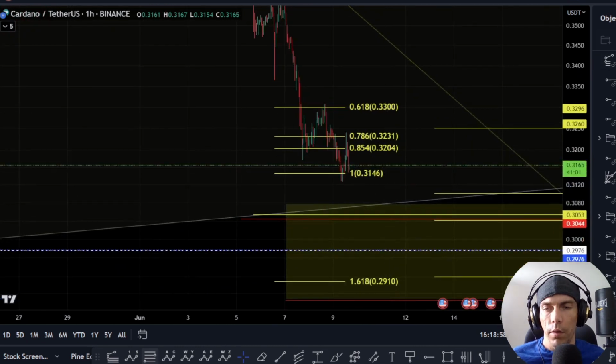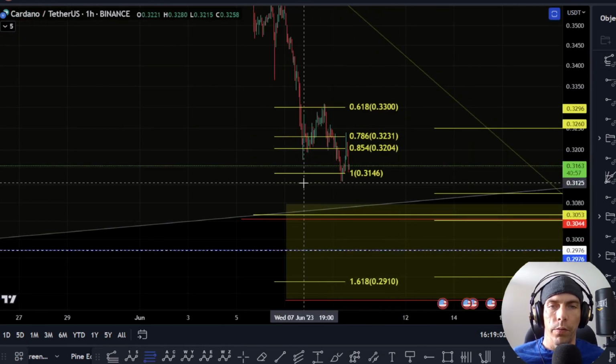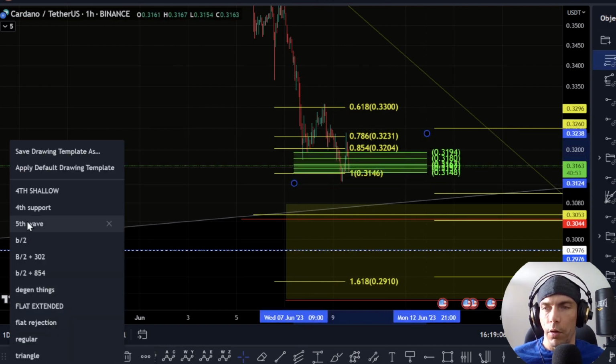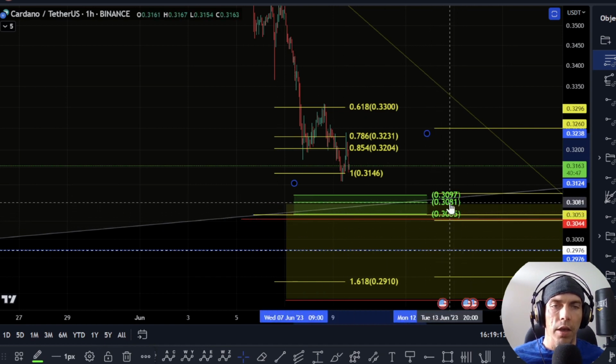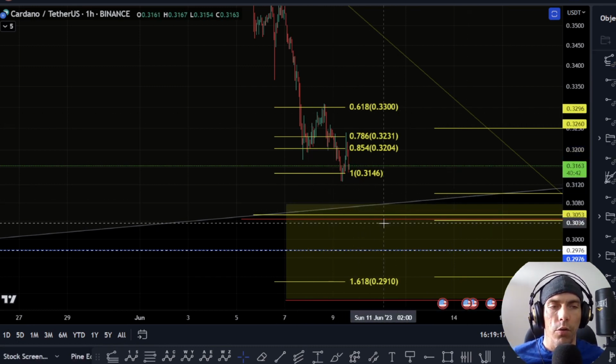If we did see another push to the downside, we were looking at this as a potential additional fifth wave. What we could see is price pushed down into this lower range of this 30.97 to this 30.55, which ties into coming back into that channel. So I would be keeping an eye on those levels if we do continue to break down here.